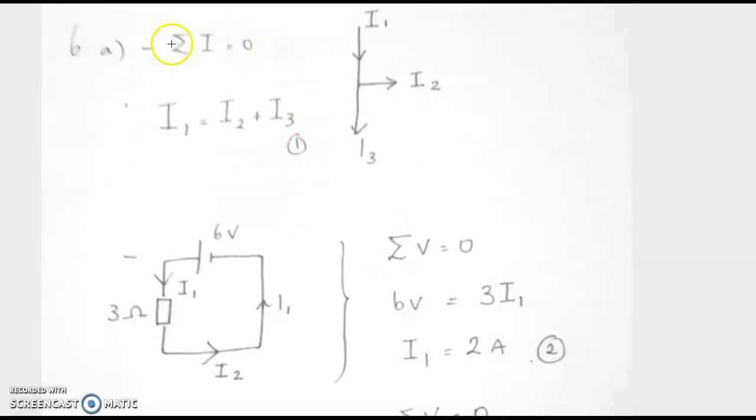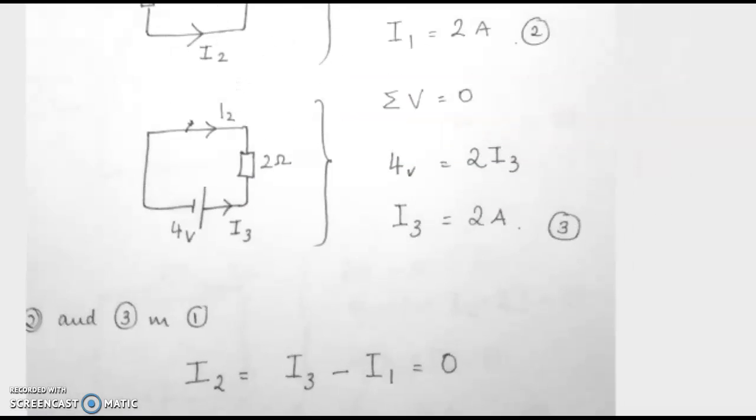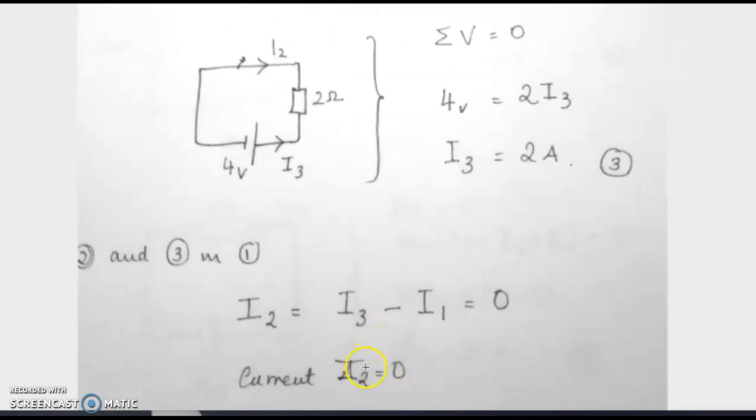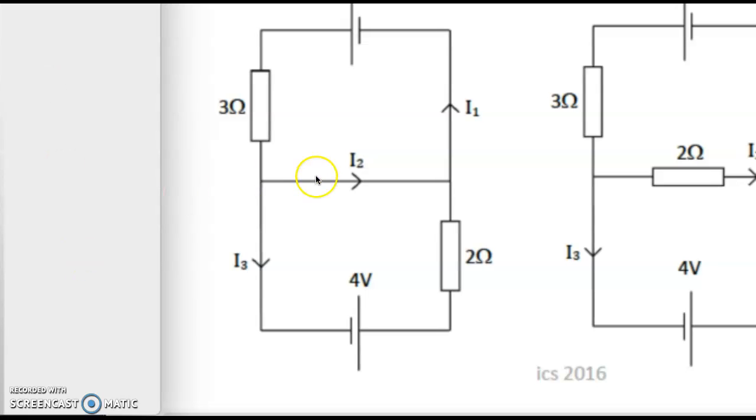I now need to go back to this first equation. I1 equals I2 plus I3. If I rearrange using the two values that I've got, I find that I2 equals 0. So no current goes through that part of the circuit. The current I2 is equal to 0.